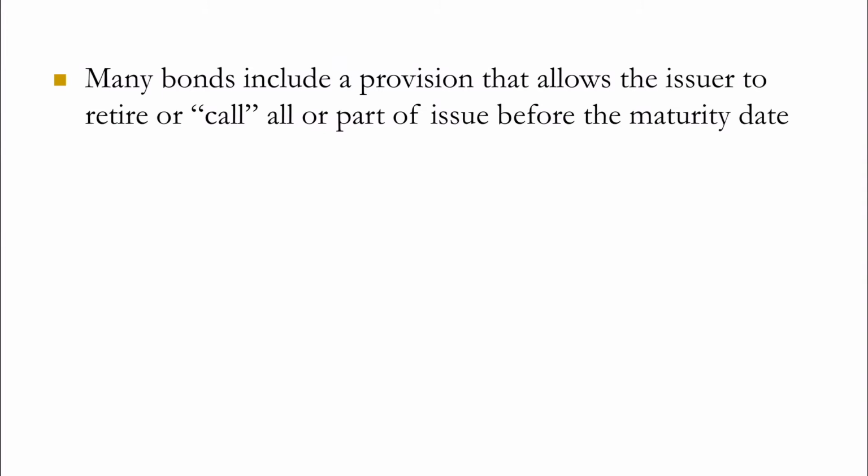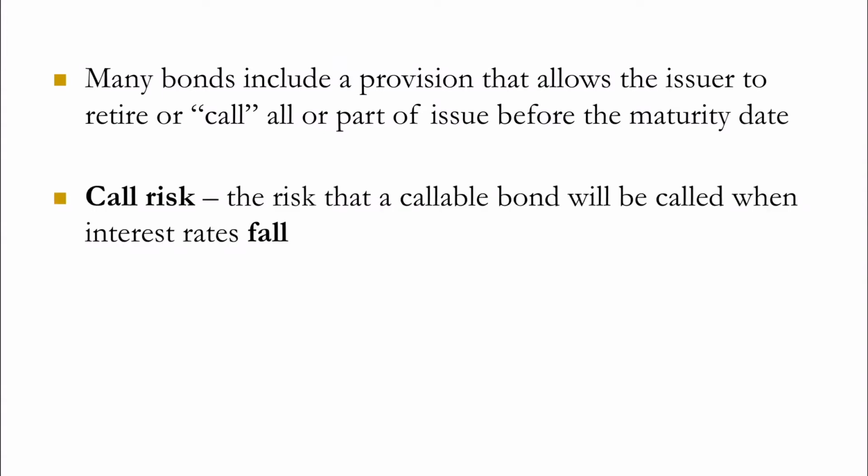Many bonds include a provision that allows the issuer to retire, or another terminology would be to call, all or part of the issue before the maturity date. So instead of waiting until maturity to pay that final principal payment, they call the bonds back and retire the bonds before the actual maturity date. And this is what is called call risk. So this is the risk that a callable bond will be called when interest rates fall.